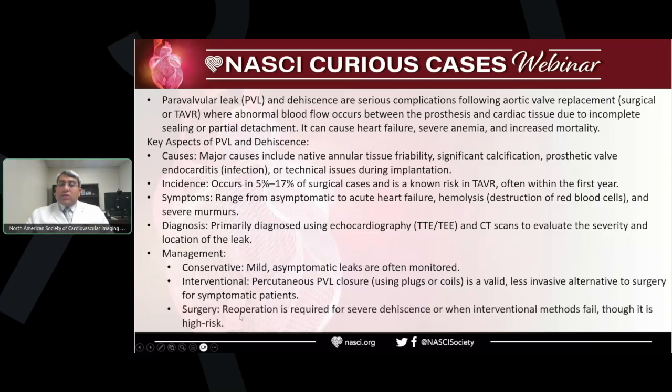Surgical reoperation is required for severe dehiscence or when interventional methods fail, though it is high risk, because you can imagine that the tissue is friable and very thick, so a suture will not hold in place. There is a high risk of bleeding, so the field itself is not a good field for reoperation.